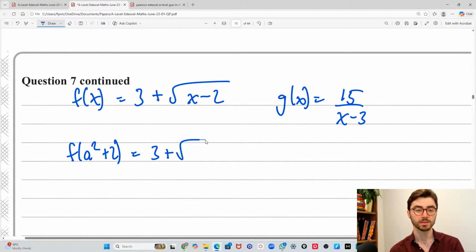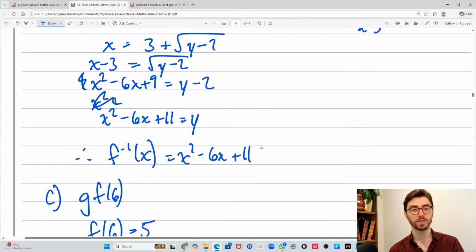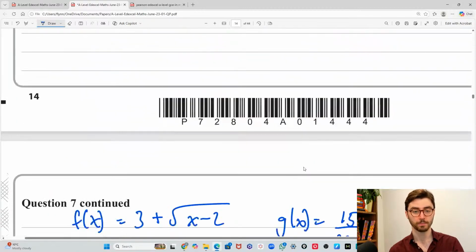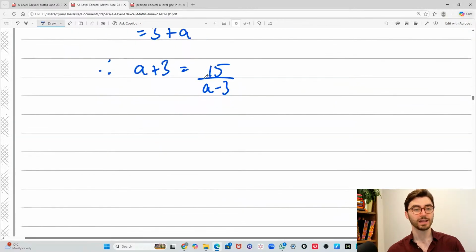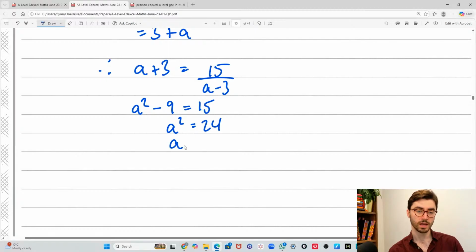Well, that is 3 plus the square root of a squared plus 2 minus 2. Cancels, so it's just 3 plus a. And so it's where that thing is equal to g of a. So therefore, a plus 3 is equal to g of a, which is 15 over a minus 3. Classic difference of two squares. A squared minus 9 is equal to 15. A squared is equal to 24. A is equal to plus or minus 2 root 6.